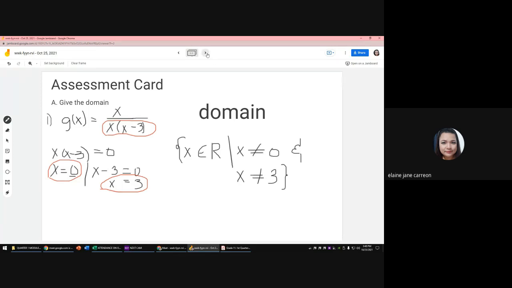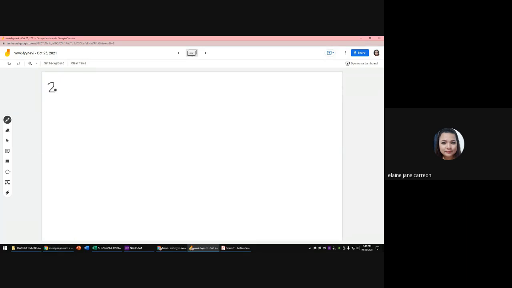Next, number 2. If you have questions, you are free to ask. Assessment itong ginagawa natin, wag papalito. Next, number 2. Okay, so ito medyo marami to. R of x is equal to x squared minus 4x. Mag-screenshot nga pala kayo para proof ng attendance ninyo. Mag-screenshot kayo ng part ng discussion natin.